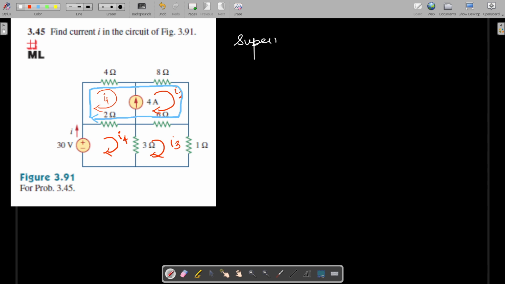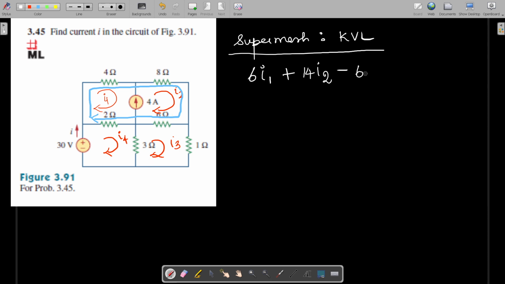So we start with the super mesh and we are going to apply KVL for this loop. If you check here, we have this 4 ohm and 2 ohm that corresponds to this I1 current. Therefore, we can write it as 6 I1. Then this 8 ohm and this 6 ohm resistance, these two are for the second loop. That's why we can write it as plus 14 I2. And this 6 ohm resistance is common to this third loop also, so we can write it as minus 6 I3. 2 ohm resistance is common to this fourth loop also, so we can write it as minus 2 I4, that is equal to 0.